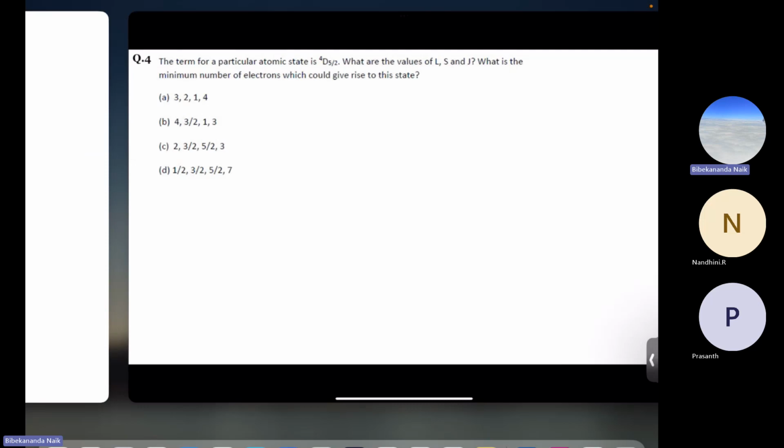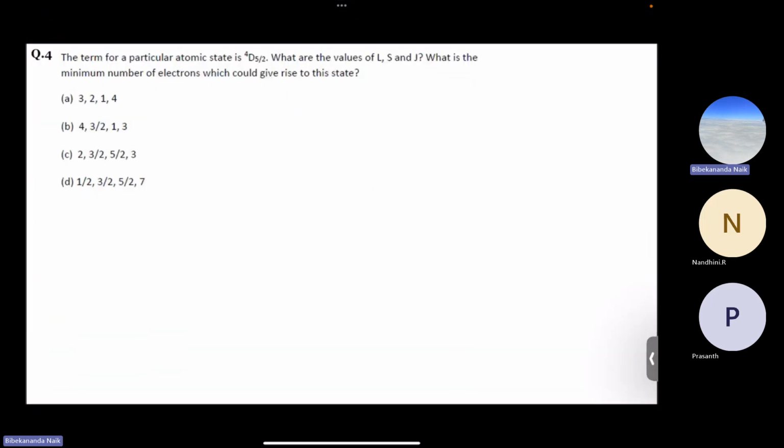So I'll give you a few minutes to try this question. And remember, the question says, what are the values of L, S and J? And the second part of this question is, what is the minimum number of electrons which could give rise to this state? 4D 5 by 2 is the spectroscopic term of an electron configuration. So what should be the minimum number of electrons in that state which can give rise to the spectroscopic term 4D 5 by 2? We have to determine that. Please try this. After some time we will discuss.